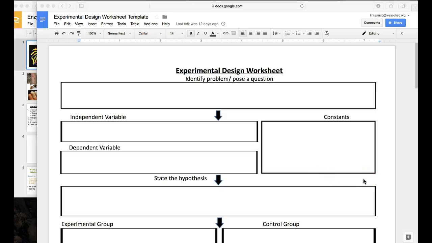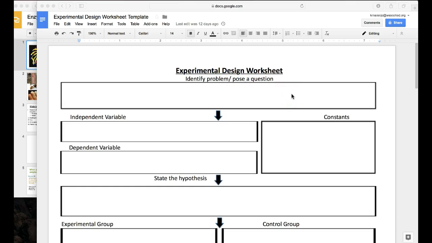Hi everyone, this is Ms. Naranjo. Today I'm going to show you how to fill out the experimental design worksheet for designing your lab on enzyme catalysis. So the first box you see on this worksheet says to identify a problem or pose a question.